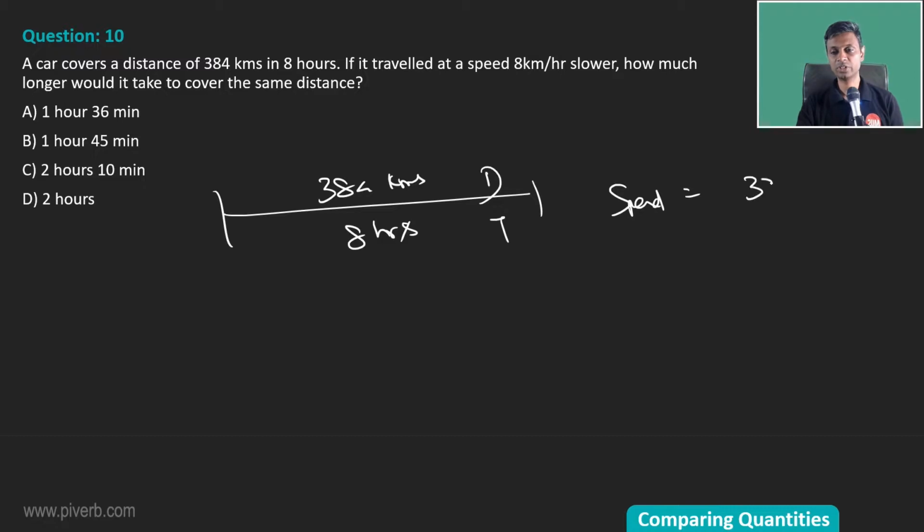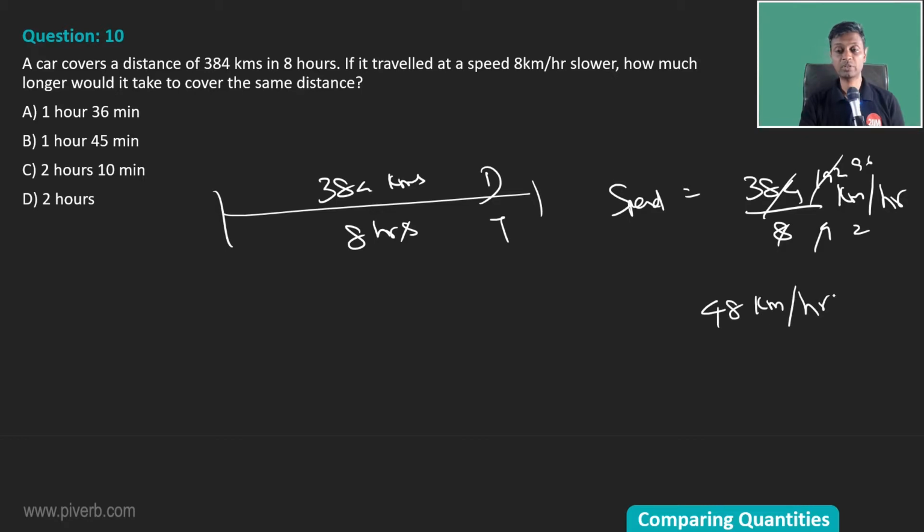Speed is distance by time, kilometers per hour. 384 by 8, divide by 2, 192 by 4, divide by 2, 96 by 2, which is 48 kilometers per hour. We traveled 8 kilometers per hour slower. That means the speed would be, instead of 48 kilometers per hour, 48 minus 8 kilometers per hour, which is 40 kilometers per hour.